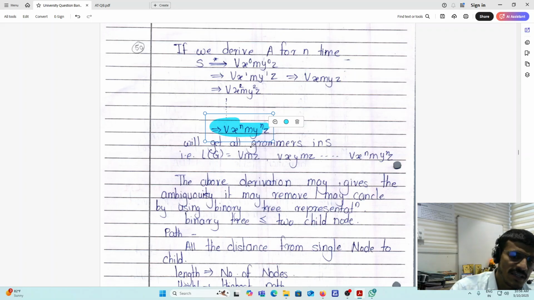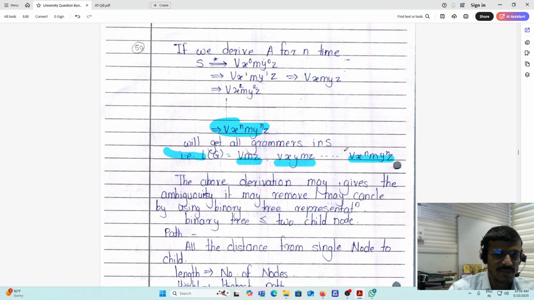So L of G is equal to umz, uxymz, and so on, up to u x raised to n, m, y raised to n, z. That is the pumping operation. That is the original position of the string. Then we pump one time, then we pump n times. That is nothing but the pumping operation. The above derivation may give ambiguity. It may be removed by using a binary tree representation.